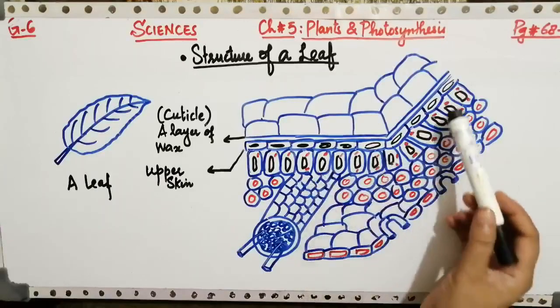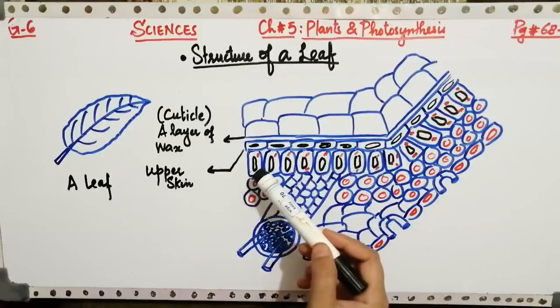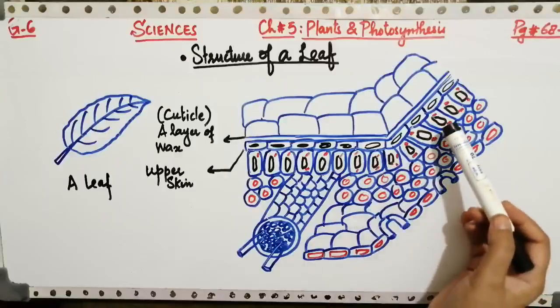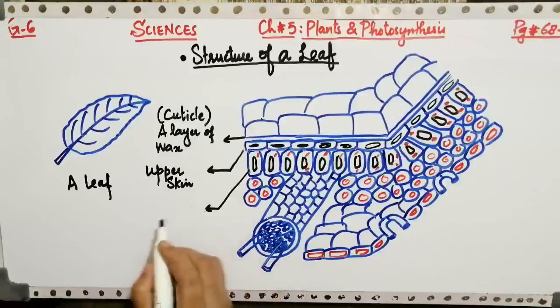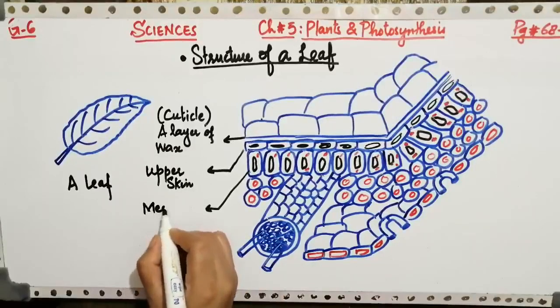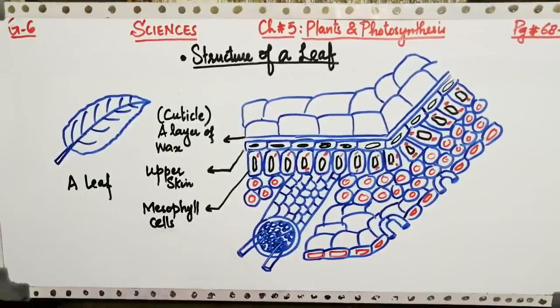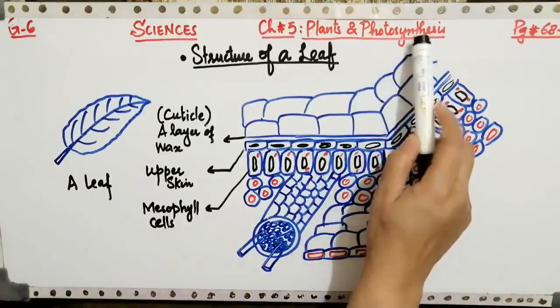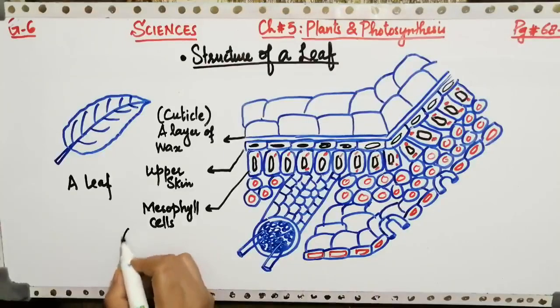Now along with it you can also find cells which are elongated, long or rectangular in shape, and these cells are called mesophyll cells. These cells are responsible for the process of photosynthesis in the plant. How? Because these contain chloroplasts.